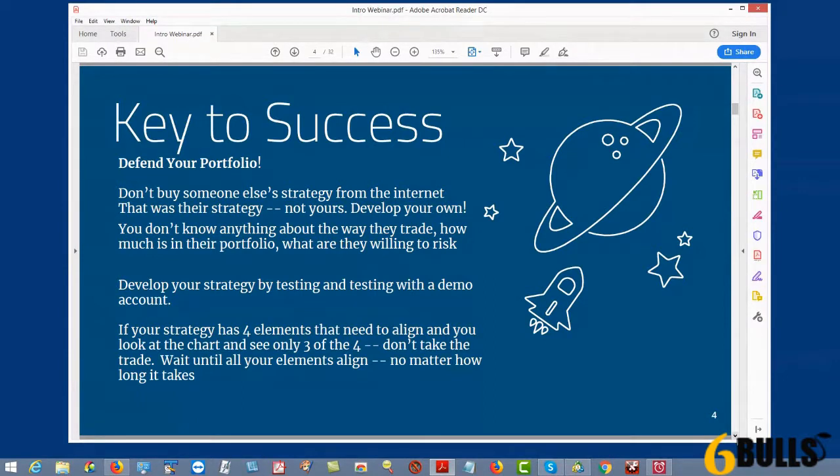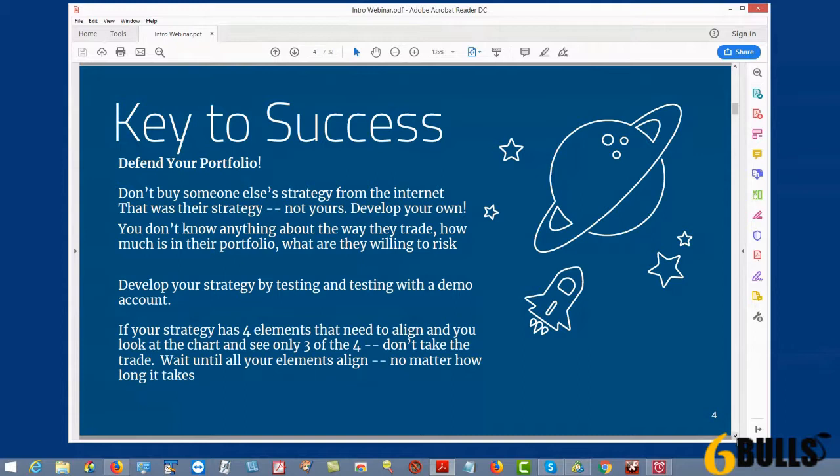Let's say, for example, that your strategy has 4 elements in it. And at this particular moment, when you're looking at the chart, 3 of those 4 elements are ready to go. And you say to yourself, yeah, 3 of 4, I'm going to take the trade. Wrong. That was not your strategy. And that's how people lose money trading. They stop using their strategy when they're trading live.